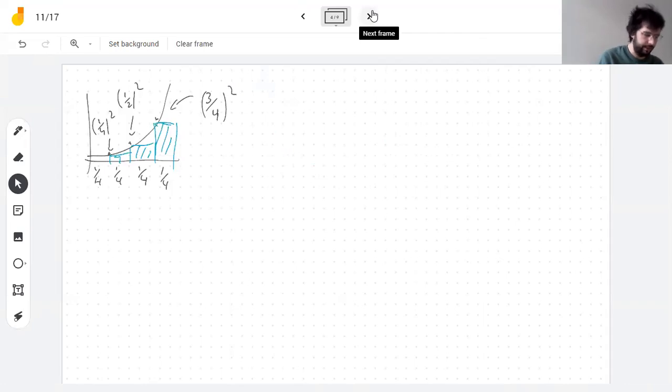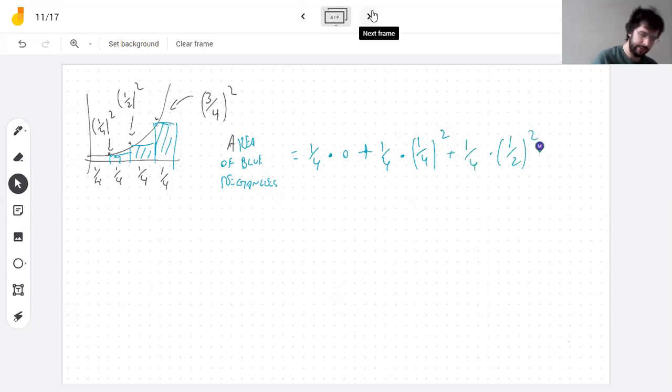So I have those three rectangles, and the area of the rectangles is going to be 1/4 times the height of 0 for the first one, and it's not even a rectangle. 1/4 times 1/4 squared. 1/4 times 1/2 squared, 1/4 times 3/4 squared. And now this is the kind of thing you put into a calculator.